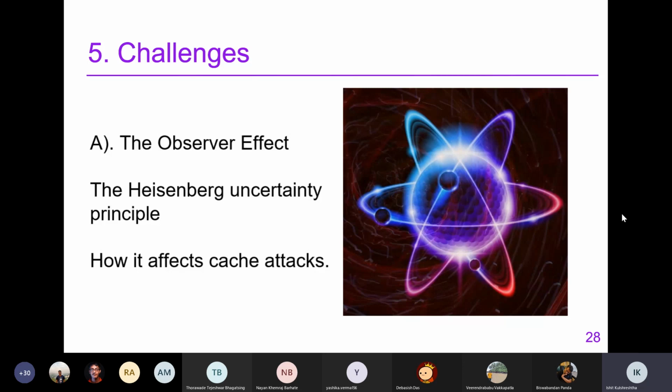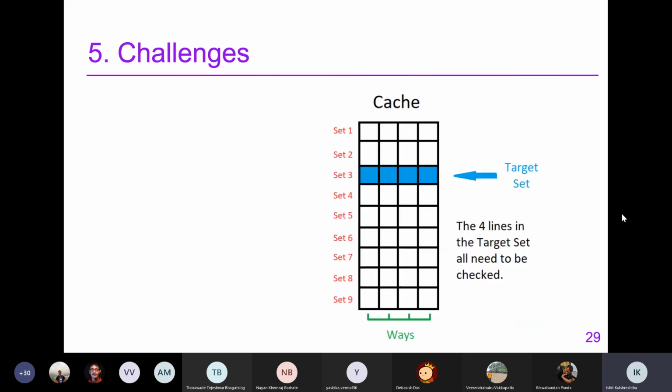Because in order to probe the cache, we need to access it, and when we access it, we change its state. We change the least recently used line. We change the most recently used line. And in that way, we may need to do a prime phase again. So this is how it affects the cache also, and they have overcome it. We'll discuss how later.